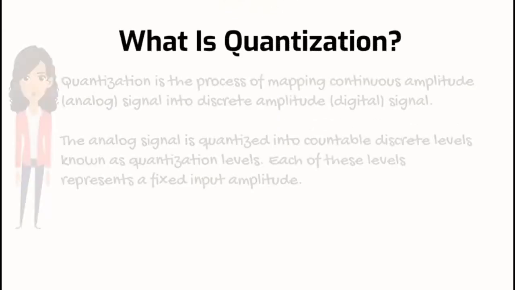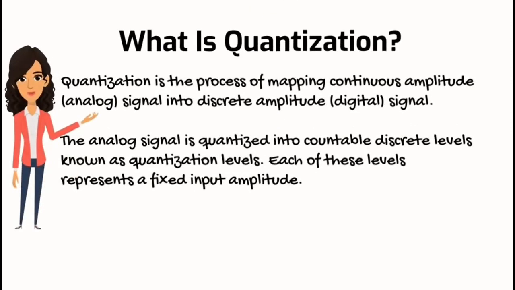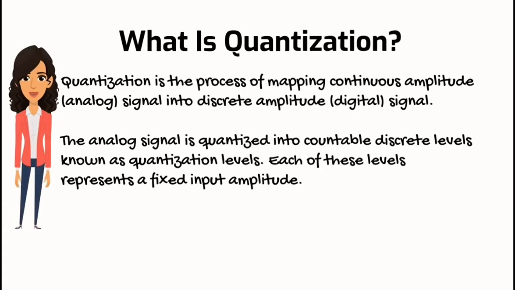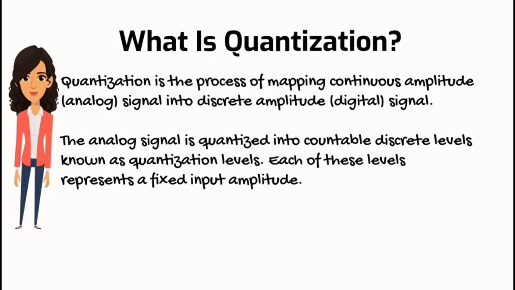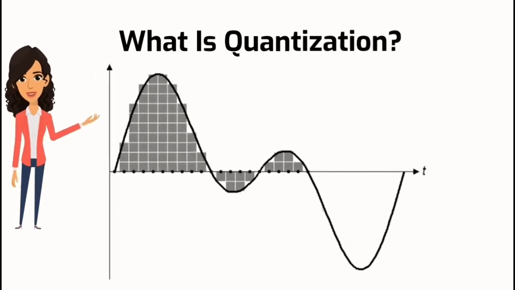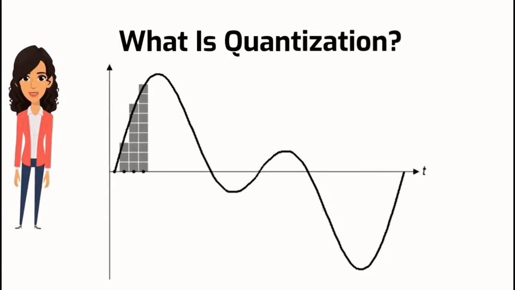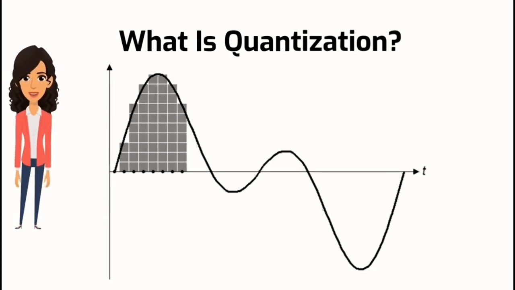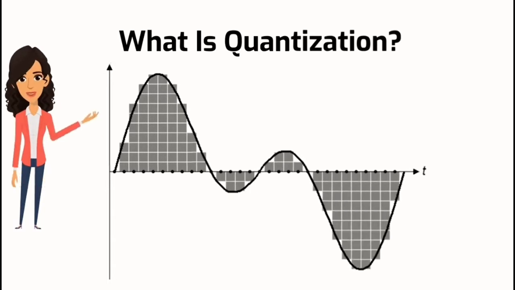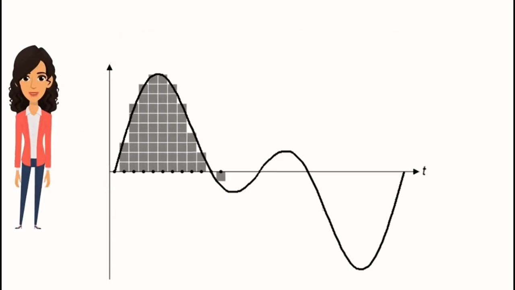Quantization and its types. Quantization is the process of mapping continuous amplitude, that is analog signal, into discrete amplitude, that is digital signal. The analog signal is quantized into countable and discrete levels known as quantization levels, and each of these levels represents a fixed input amplitude as shown in the figure. During quantization, the input amplitude is rounded off to the nearest quantized level. This rounding off is known as quantization error, and it can be reduced by increasing the number of quantization levels.